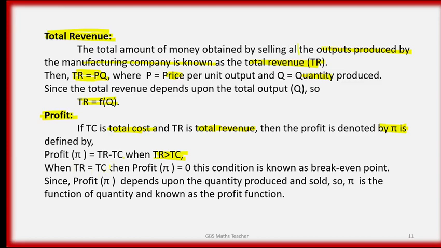Well, TR equal to TC. If TR equals TC, the profit is 0. This condition is break even point. You note down garnu hola. Break even point means neither profit nor loss, both equal, that is break even point in economics. And profit pi depends upon the quantity produced and sold, so pi is the function of quantity and known as the profit function.